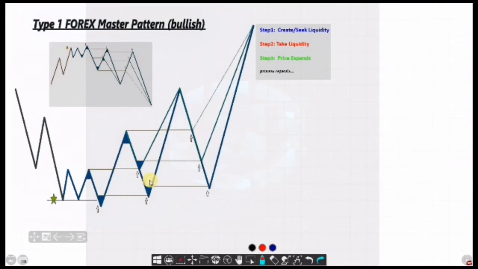And so in this video we will be starting off talking about the Forex master pattern, and this is the type 1. Like I promised in the former video, we are going to be revisiting the Forex master pattern. If you remember, I posted one time about the Forex master pattern, and the reason why I'm bringing it back is because lots of things were not talked about there.